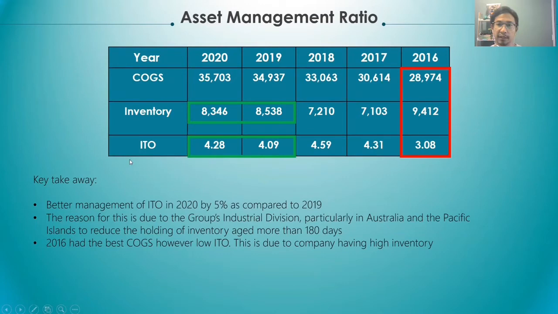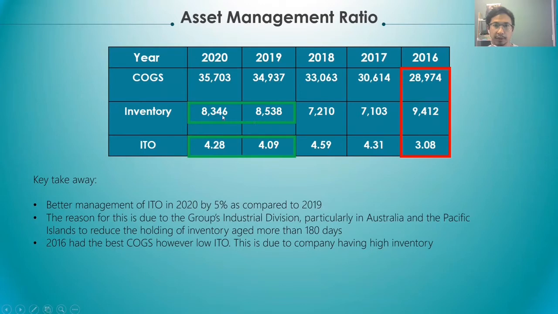Now we're looking at the inventory turnover. We can say that in 2020, Sandabi has managed its inventory turnover better compared to 2019 by 5% between these 2 years. The reason is that between 2019 and 2020, the group's industrial division, namely in Australia and the Pacific Islands, made a conscious effort to reduce the holding inventory aging more than 180 days.